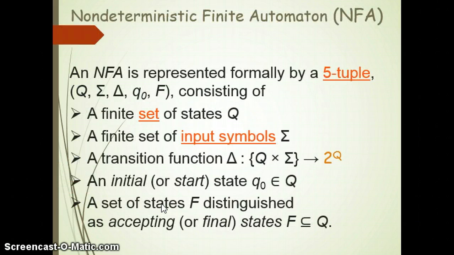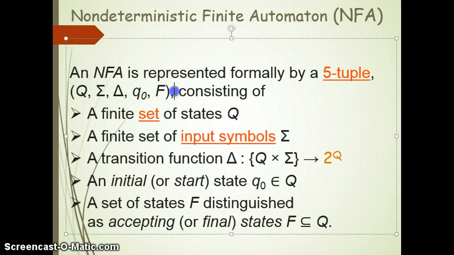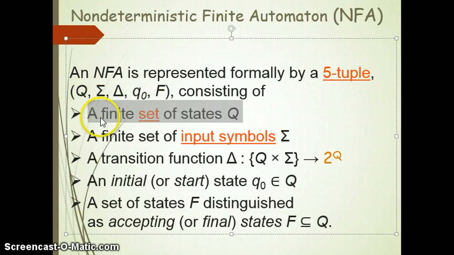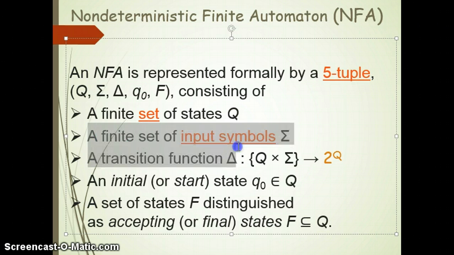So what is non-deterministic finite automata? It can be simply defined using a five tuple format. What are the things there? Five tuple: one is Q, another one is sigma, delta, Q naught, F. These are the five tuple format for NFA. What is capital Q? Capital Q is a finite set of states. Next one is sigma, that is the input symbol, which is defined as a finite set of input symbols.